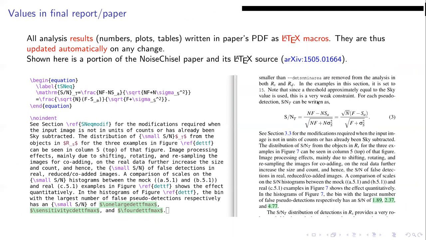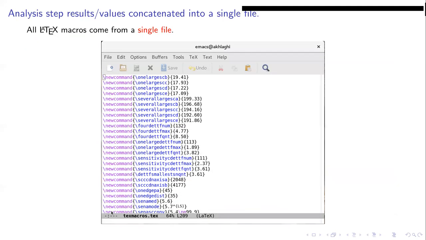You see, this is one paragraph of that paper. And look, you see these three numbers in the PDF? These three numbers in the PDF are not numbers. While I was typing the LaTeX source of this PDF paper, I didn't write numbers. I wrote LaTeX macros. And then these LaTeX macros are all coming from a single file that has all the macros.